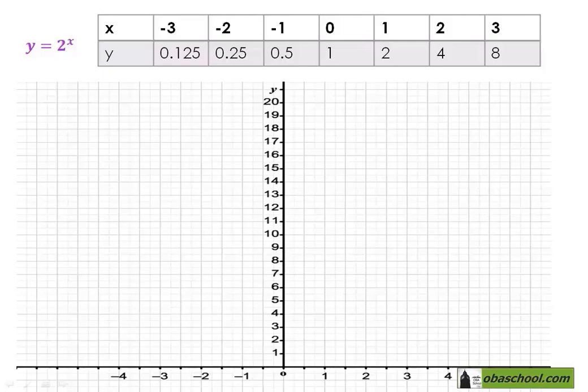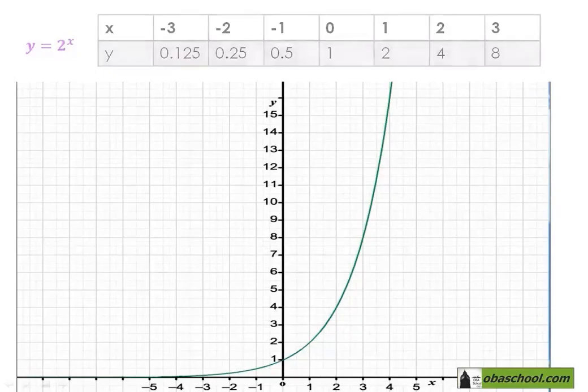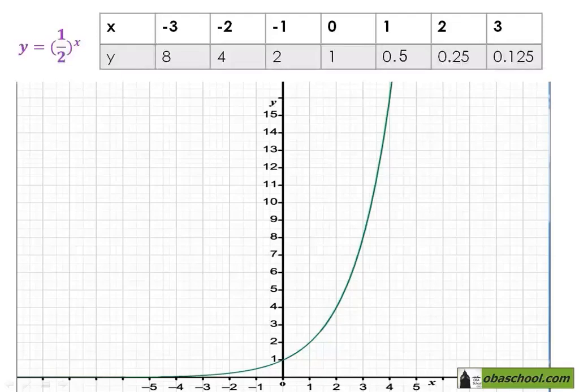Here, sketching y equal to 2 to the power x, we are currently familiar with this curve right here. We have been working with it for the past couple of videos. Now, sketching the other one, y equal to half to the power x, starting from left to right, x equal to minus 3, y is equal to 8. And for the other values, when x was equal to minus 2, y was equal to 4. When x was equal to minus 1, y was equal to 2.